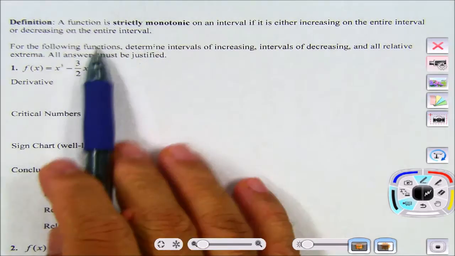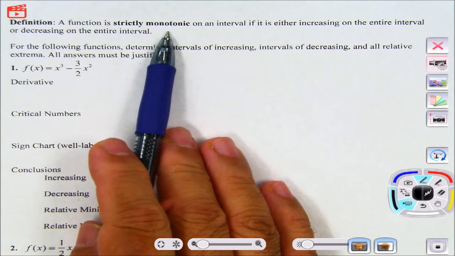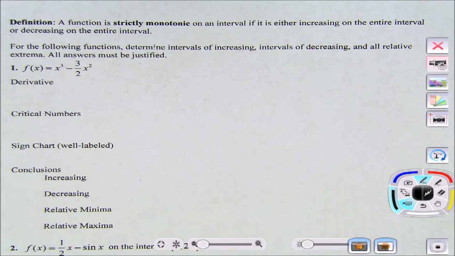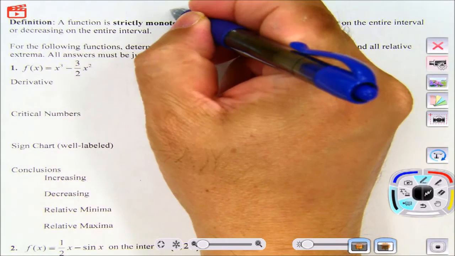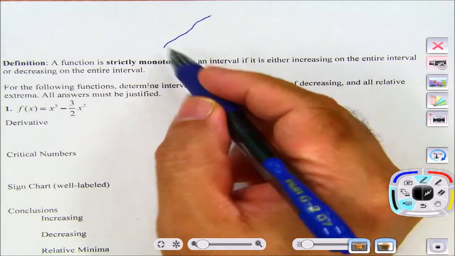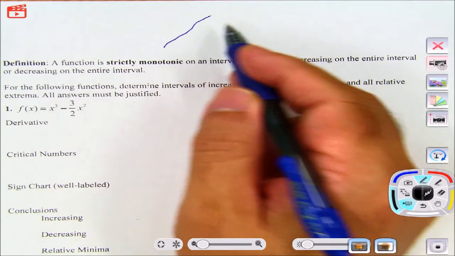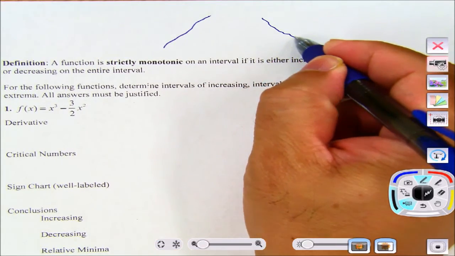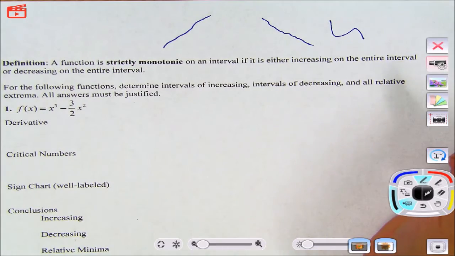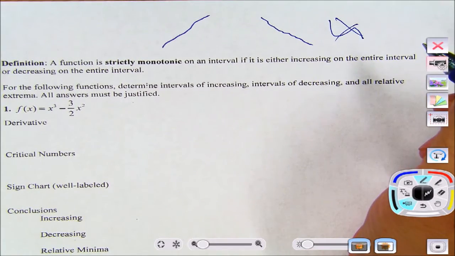A function is strictly monotonic. This kind of came out of the blue. Strictly monotonic if it's going to be increasing or decreasing for the whole interval. So that kind of makes sense. If it's going up the whole time, it doesn't have to go up straight, but as long as it's always going up, that's considered monotonic. Or if it's always going down, that's considered monotonic. This is not monotonic. This is not monotonic.